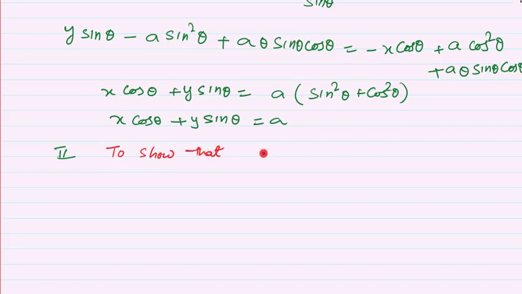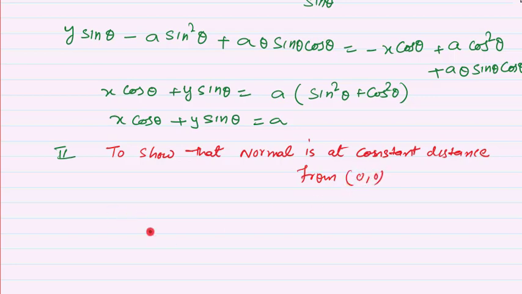that the normal is at a constant distance from the origin. Origin means (0, 0). So simply we need to use the formula that I have just discussed with you.